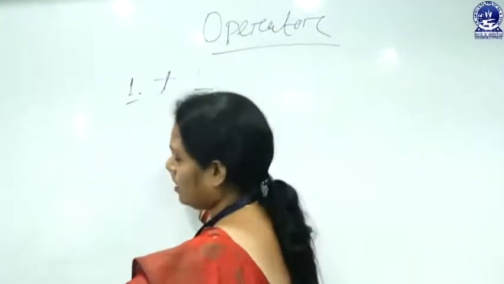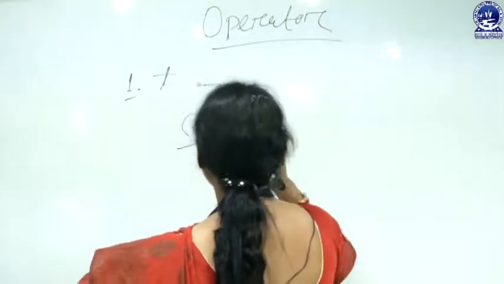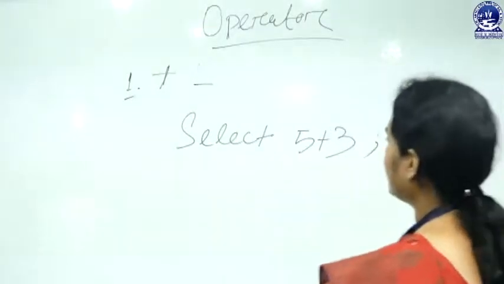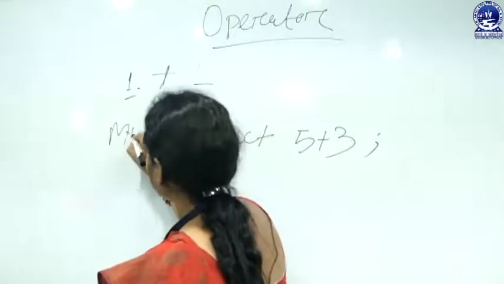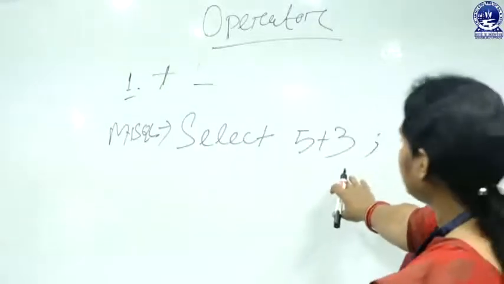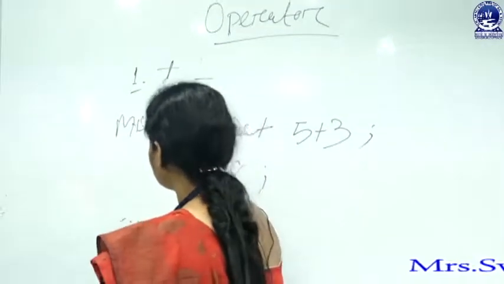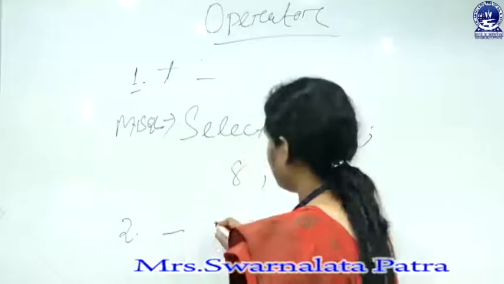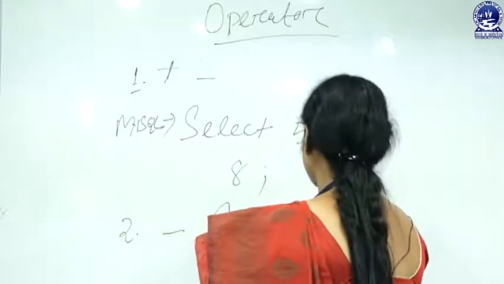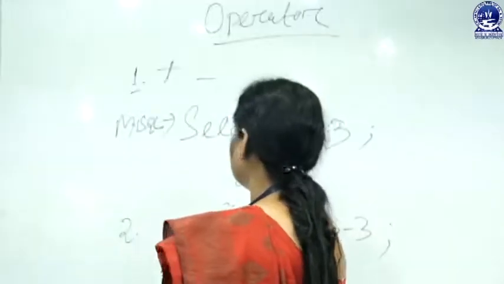In SQL, to add two numbers, we have to use the command select 5 plus 3 semicolon. In MySQL, select 5 plus 3 gives 8. And next, to subtract two numbers, the command is, suppose, select 5 minus 3 semicolon, then the result is 2.